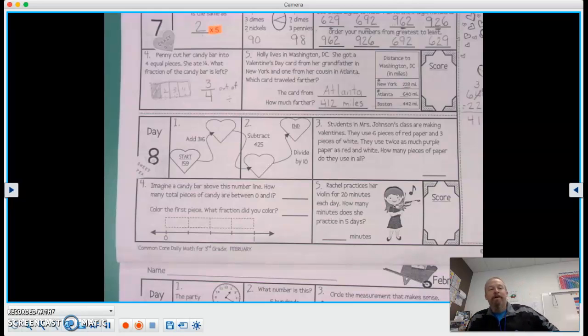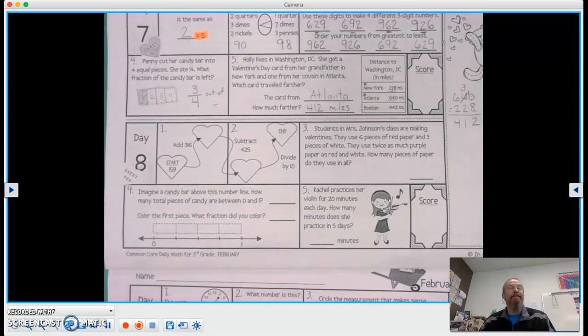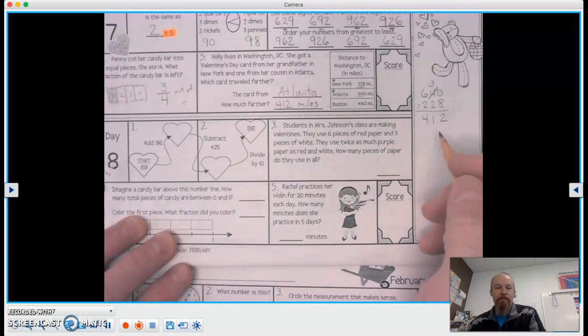Here we are, February Daily Math, Day 8. We have a couple different problems here with numbers 1 and 2, so let's get started. We're going to start with the number 159, and we're going to add 316. All right, let's come over here and do some work.